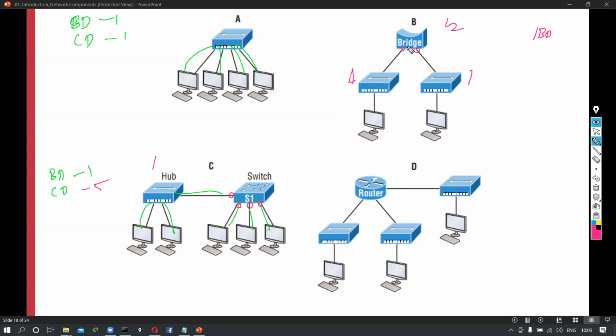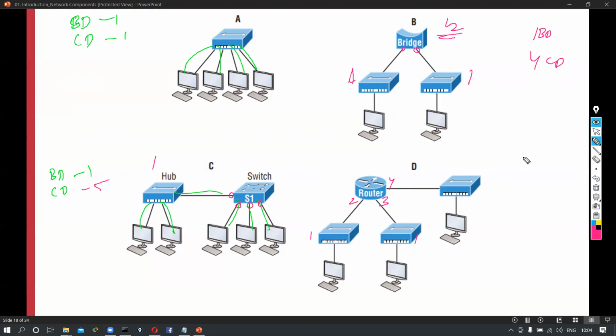What about here? This is an L2 device, same like a switch. How many ports are there? 2 ports. That means 2 plus 2, 4 collision domains in this topology. In this scenario, this is 1, 2, 3, 4. How many collision domains? 4 collision domains. How many broadcast domains?